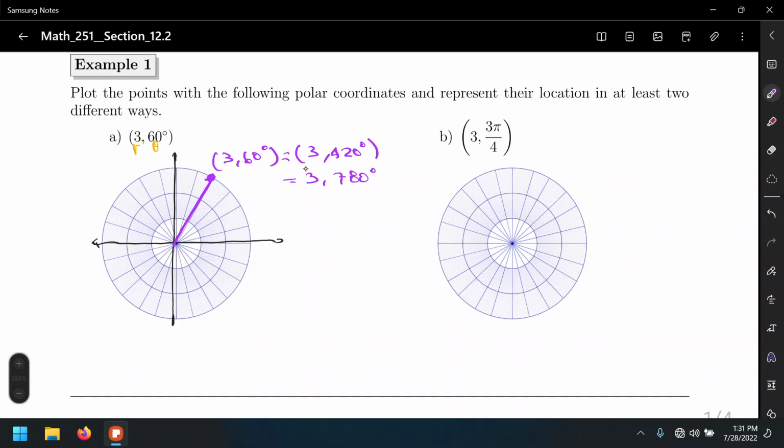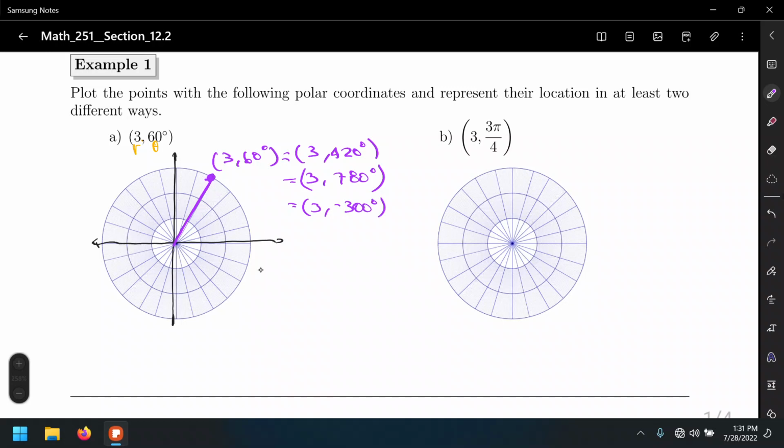Or we can also go backwards, well, not backwards, but rather clockwise instead. So let's go back to 360. And so instead of adding 360 degrees, we will subtract 360 degrees. That's going to give us, I believe, negative 300 degrees.